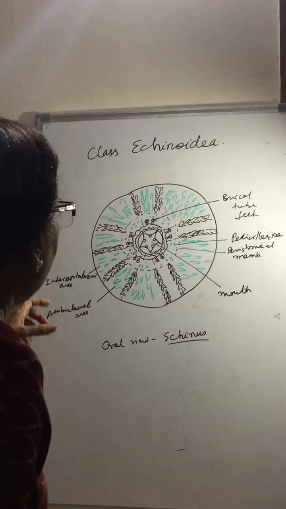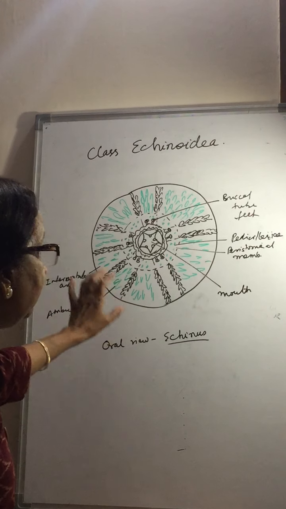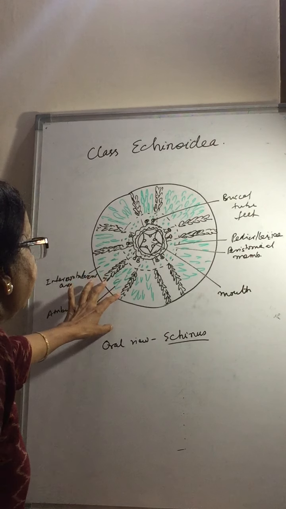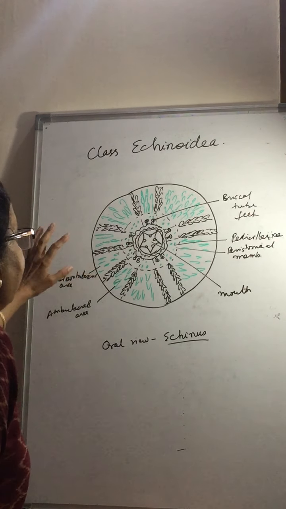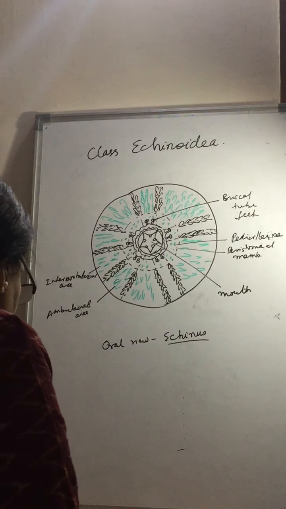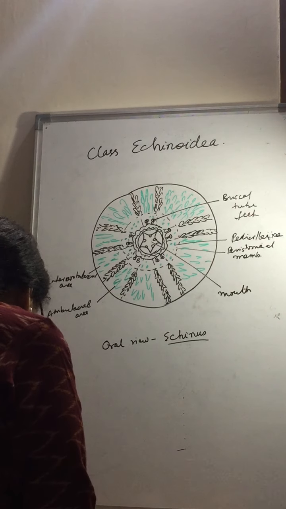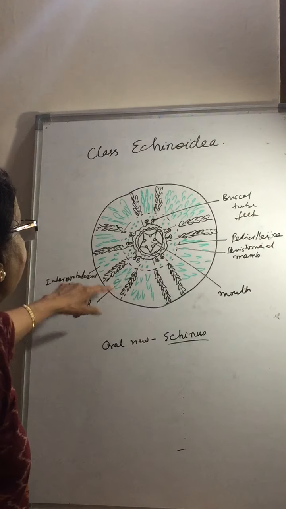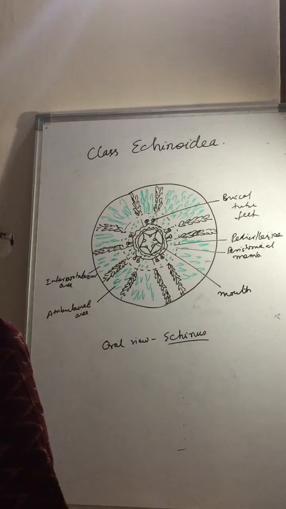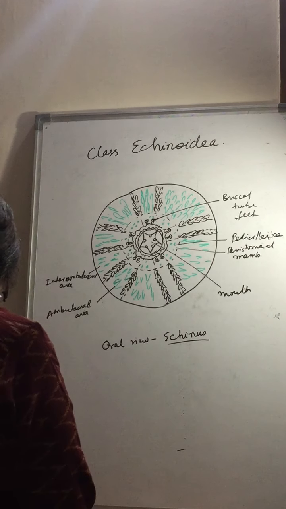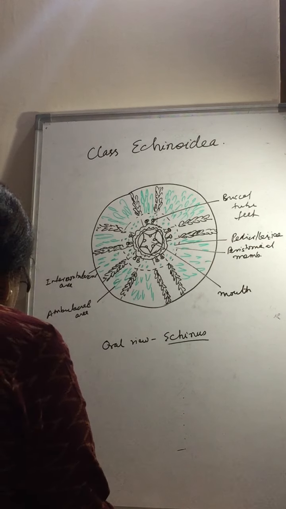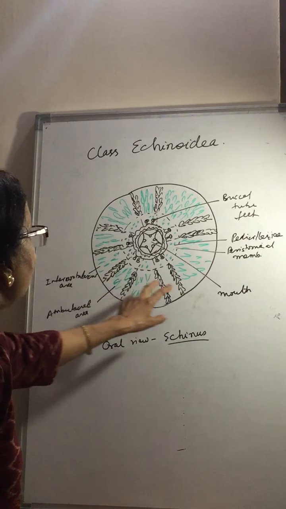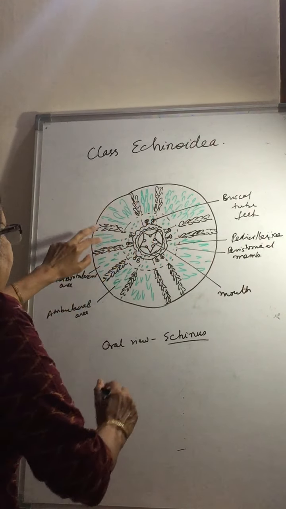And the ambulacral area, as I have drawn here in the oral view of the echinus, the ambulacral area is there, and the interambulacral area is there. So they alternate with each other, and there are 10 radial sections. As you can see here, there are 10 radial sections, and ambulacral areas, there are 5 sections that bear the tube feet. These are the 5 sections, 1, 2, 3, 4 and 5.